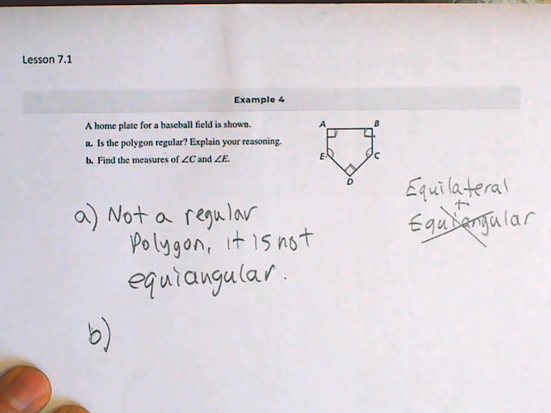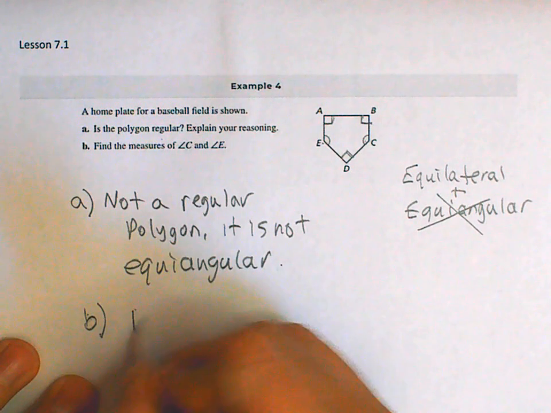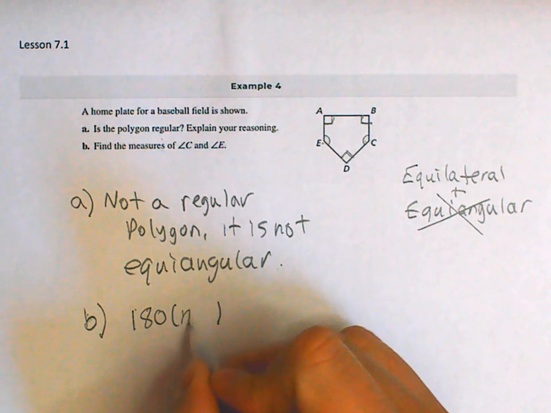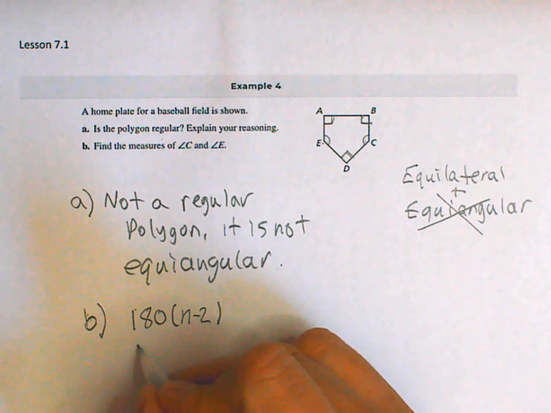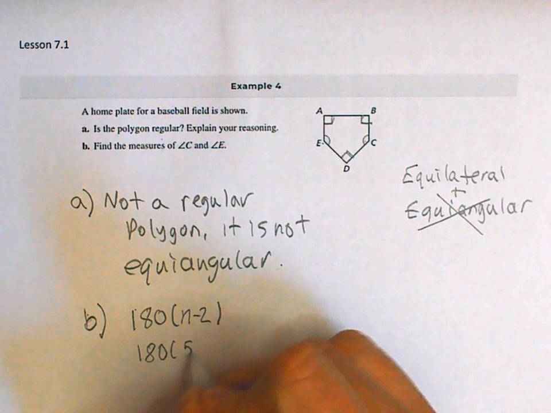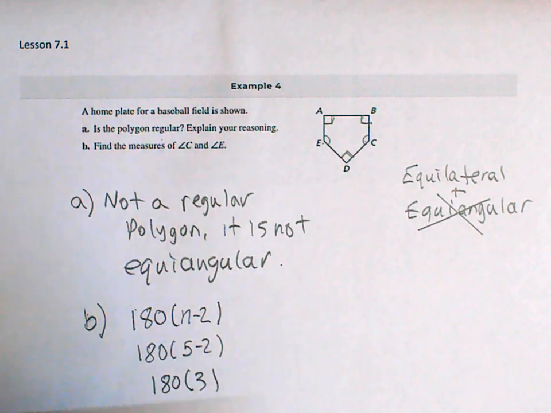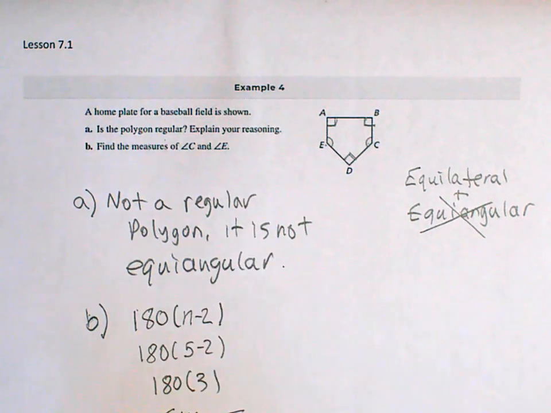Now it says find the measure of angles C and E. C and E are both congruent. So my first question is, what does the sum of all the angles have to be? I'm going to use 180 times n minus 2. Because it's a pentagon with 5 sides, n is 5. So 180 times 5 minus 2, which is 3 times 180, and that's 540. That's the sum of the angles.